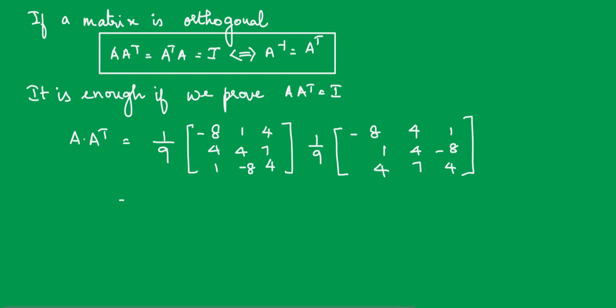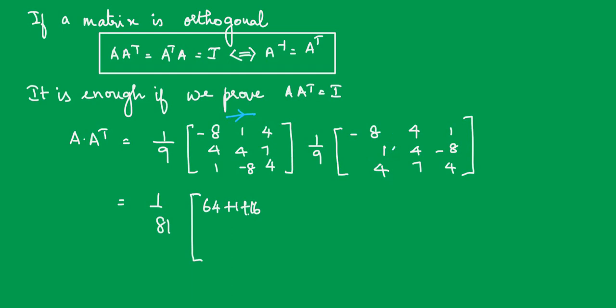Now multiply. This is equal to 1 by 81 into, I multiply the matrix's first row with the first column elements. So I multiply the first element, minus 8 times minus 8 gives us 64. Next I multiply 1 into 1, plus 1. Next 4 into 4, this is plus 16. So I have multiplied the first row with the first column.